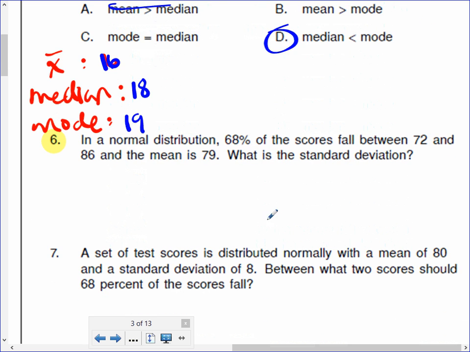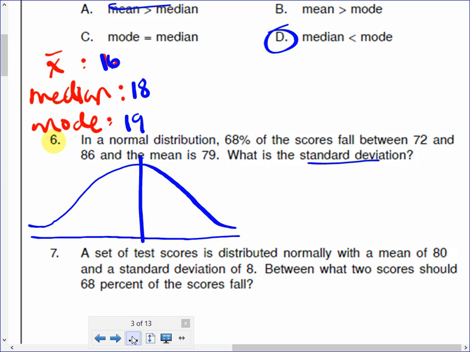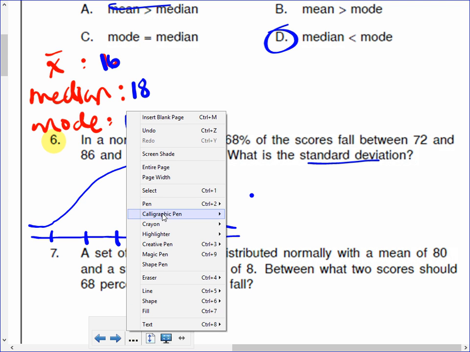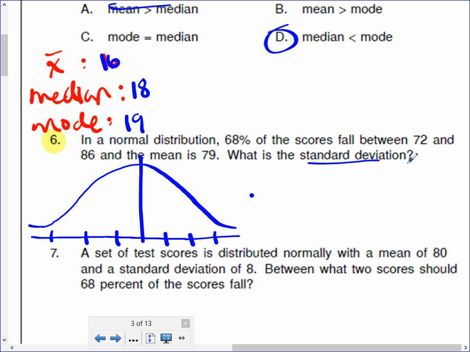In a normal distribution, 68% of the scores fall between 72 and 86, and the mean is 79. What is the standard deviation? When I see that word, I draw my bell curve. 3 notches on each side. Just have to be able to interpret this information now. So the mean is 79.